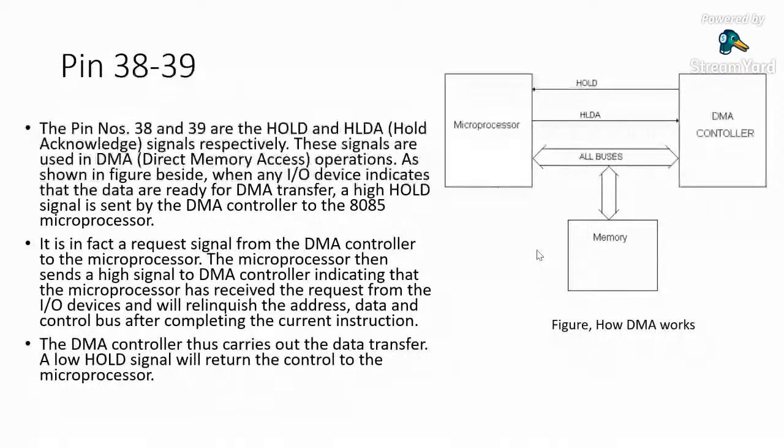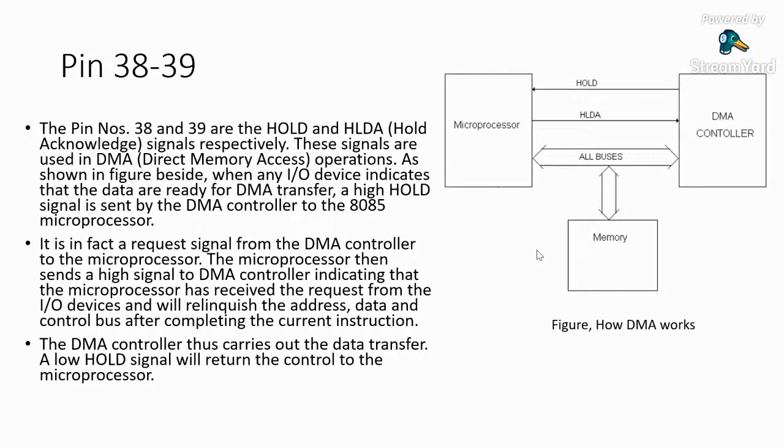Pin numbers 38 and 39 are hold and hold acknowledge. These signals are used in direct memory access operation, as shown in the figure beside. When any input-output device indicates the data is ready for DMA transfer, then a hold signal is sent by the DMA controller to the 8085 microprocessor. It is in fact a request signal from the DMA controller to the microprocessor.